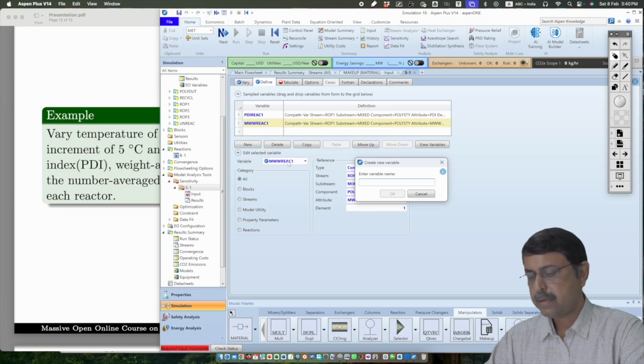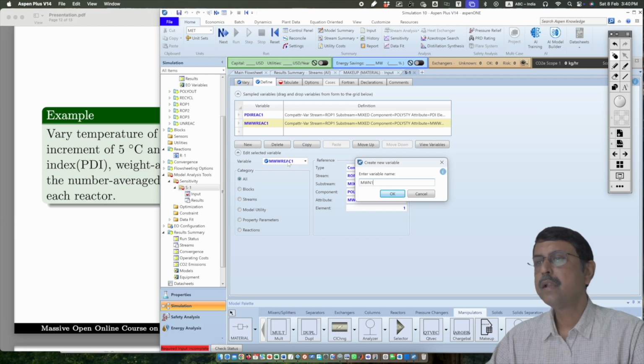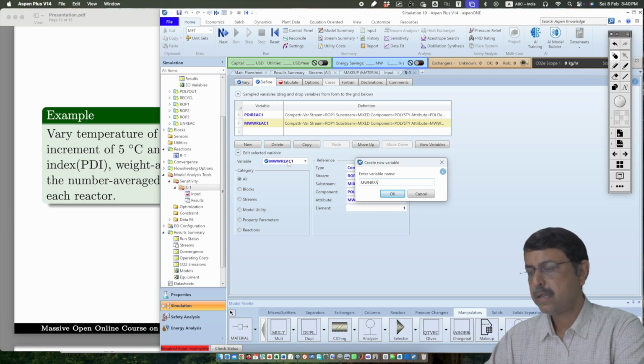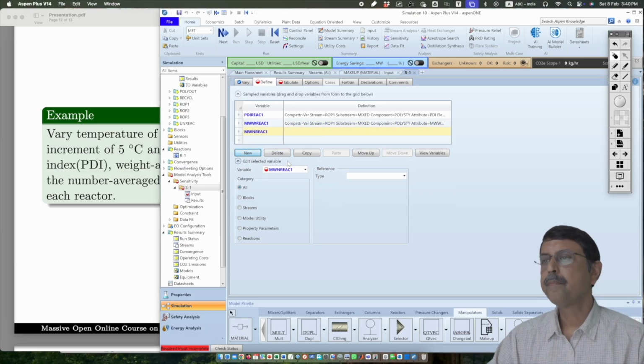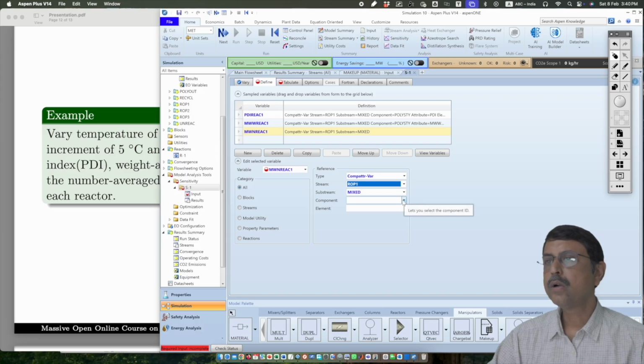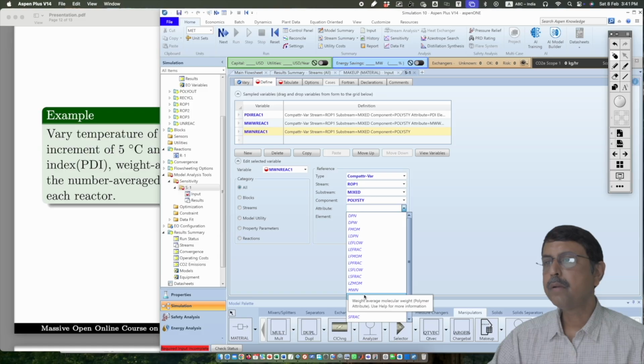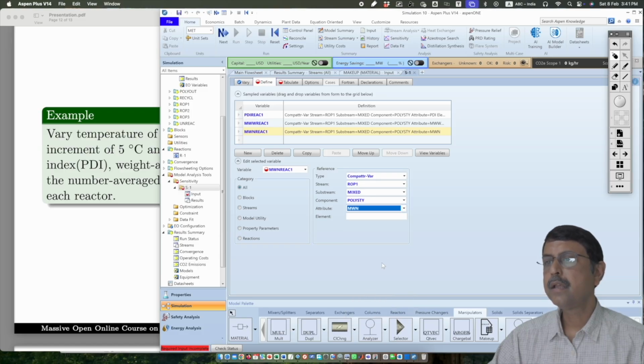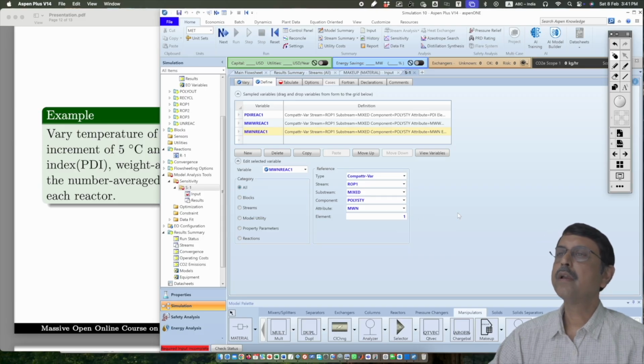Similarly, MWN 1, or react 1, that is component attribute stream ROP1, component polystyrene, attribute MWN, element 1. Okay. What else?